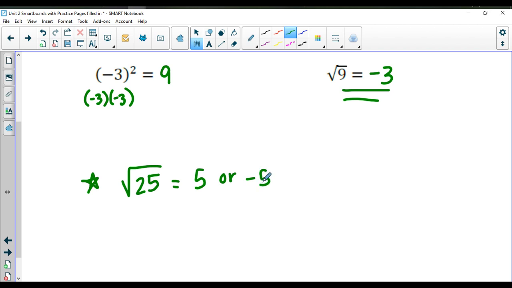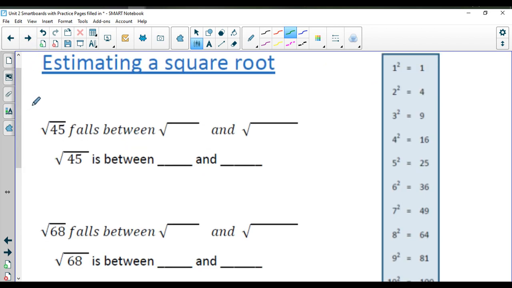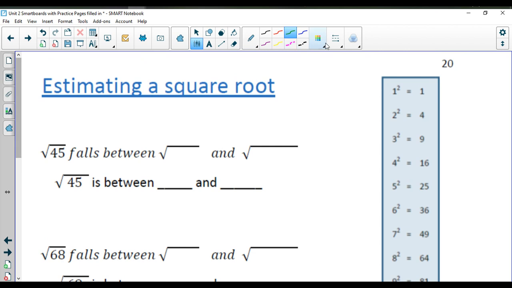If you flip it over to page number 20, we're talking about estimating a square root. What we're going to be doing is looking at this chart that goes down the side in your notes packet. We're going to be trying to figure out, okay, square root of 45, what is this going to fall between? This would be the side that we're using to put our square root numbers on. So 45, if I'm going down this list, would actually be between 36 and 49, because 45 is between them. So the square root of 45 would fall between the square root of 36 and the square root of 49. Square root of 36 would just be 6, and the square root of 49 would be 7. So it's between those two.